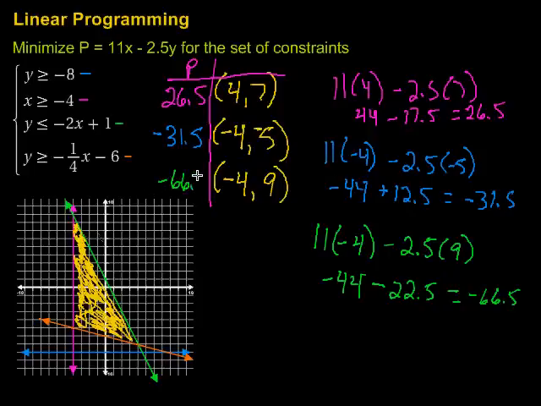Okay, negative 66.5. So, I want to minimize my objective function, so then I look for the smallest value that comes out. Well, which is the smallest of these three? This last one right here. So, the minimum value for my objective function, given these constraints, is going to be negative 66.5.